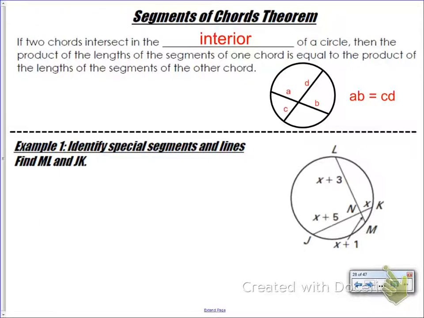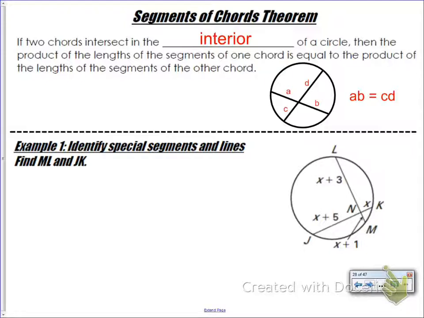Alright, the segments we're going to be talking about today, that we're going to find the lengths of, are intersecting chords, intersecting secants, or intersecting tangents. The first thing we're going to look at is what happens when two chords intersect inside of a circle. When two chords intersect inside of a circle, each chord is going to be divided up into two parts.